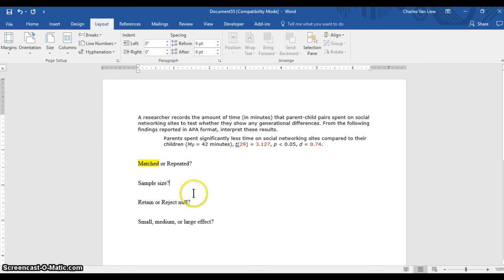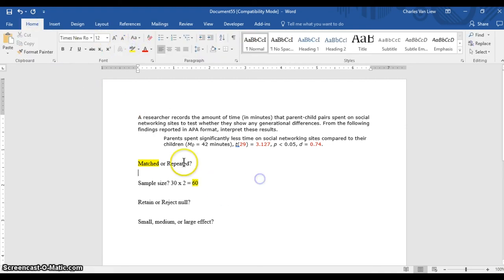If you remember, our degrees of freedom is the number of difference scores minus one. So 29, right, is the degrees of freedom for this t-test, which means we had 30 difference scores. But if you had 30 difference scores and you had to measure a parent and a child to get each of those scores, you actually measured 30 times 2 equals 60 people in total. So this is an important thing to realize.